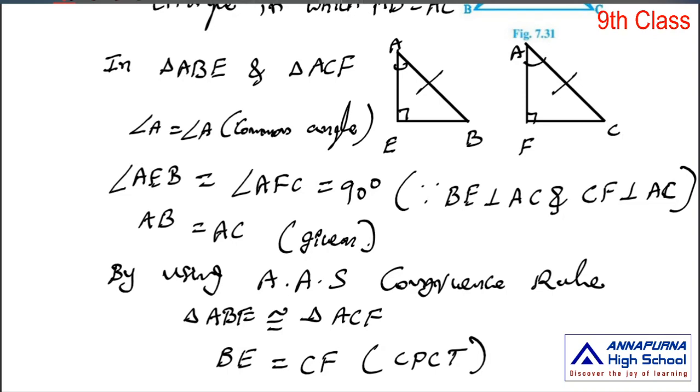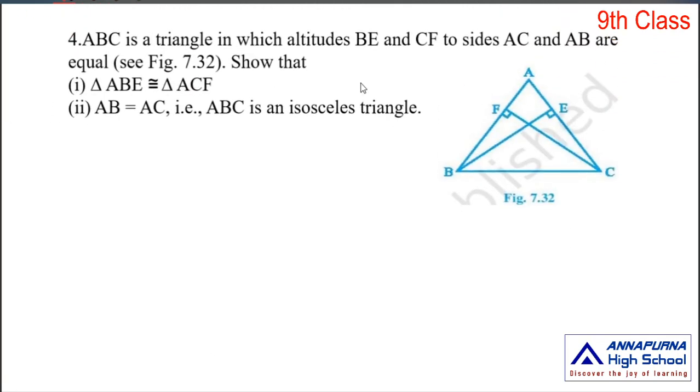Next, fourth problem. ABC is a triangle in which the altitudes BE and CF to sides AC and AB are equal. We have to show that, first condition, triangle ABE is congruent to triangle ACF.